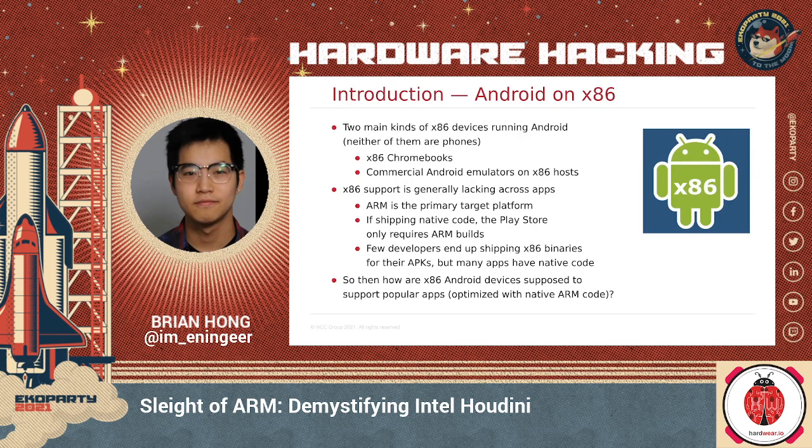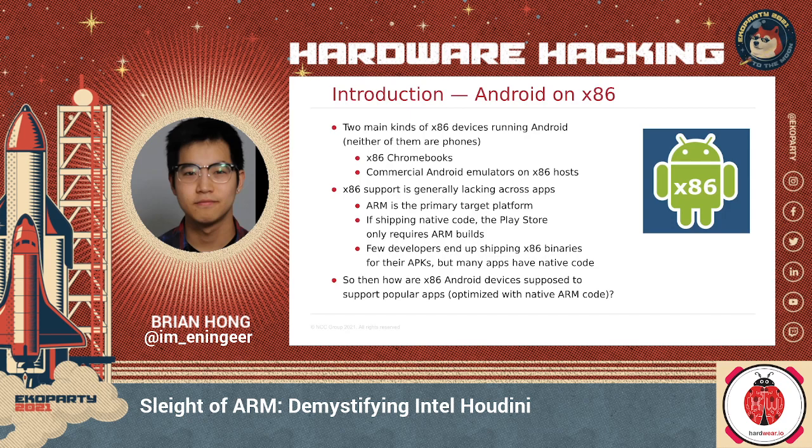However, apps still generally lack support for x86, and that's because ARM was and is the primary hardware platform for Android. In fact, if you have native components in your app, the Play Store only requires the ARM builds. Due to this, many native applications don't end up containing x86 binaries, only ARM. So, the question is, how can these x86 Android devices run those apps that only contain ARM binaries?